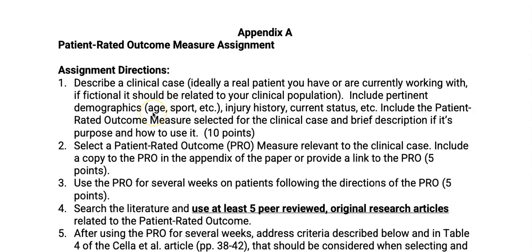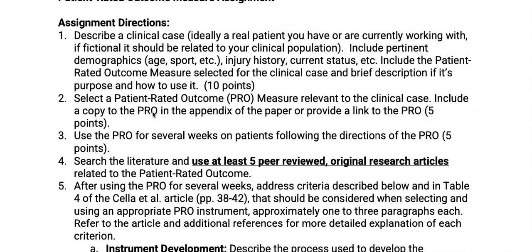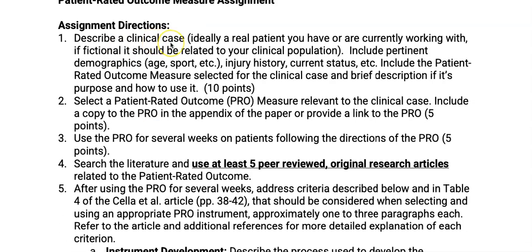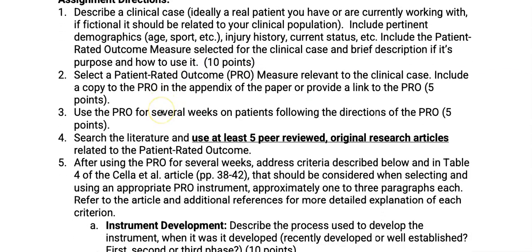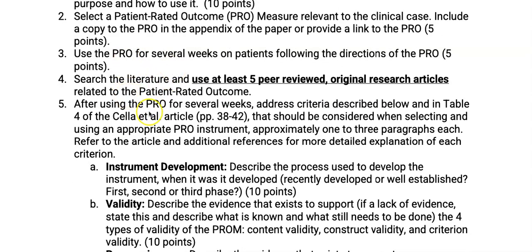So, okay, you're going to use that for a certain amount of time, and then you're going to write a paper. In the assignment, you're going to describe your clinical case, and I have a template for all this, and you can read all that. But you'll talk about your clinical case, the demographics, their age, their sport. Don't use their actual name in this. What's the injury history, current status, and so on. Include the PRO that you're using. You can put that as an appendix or link it. You'll select it and use this PRO for several weeks.